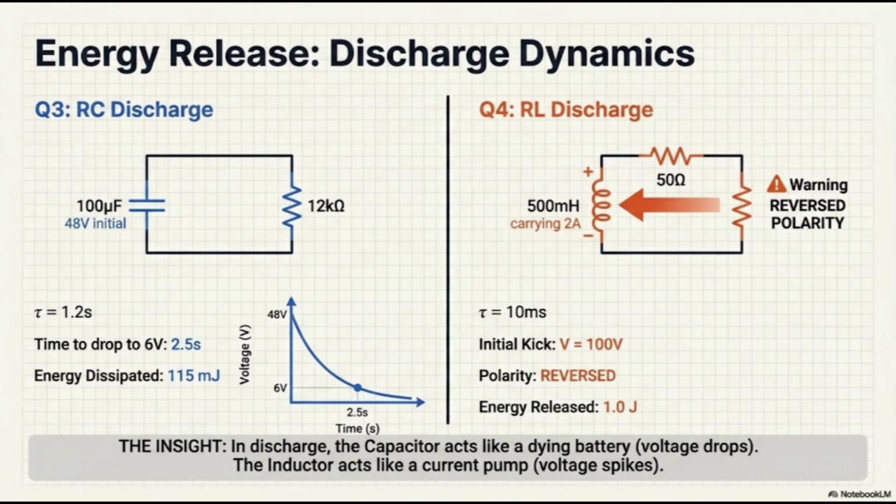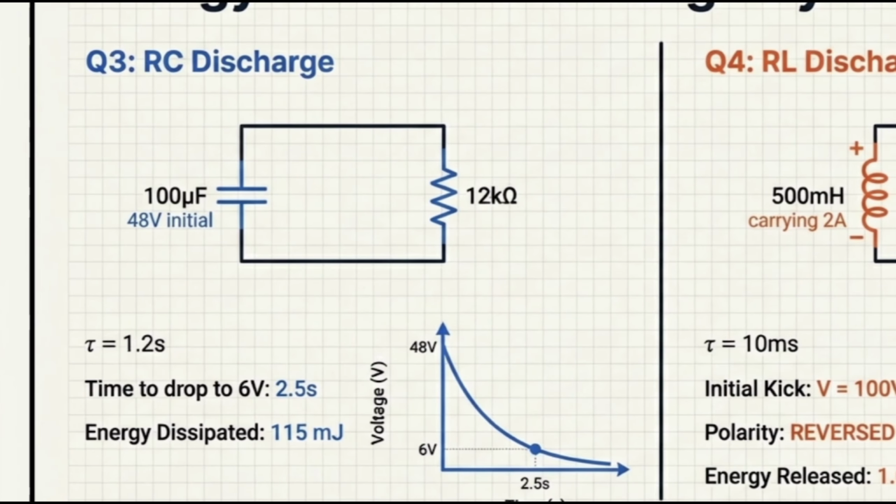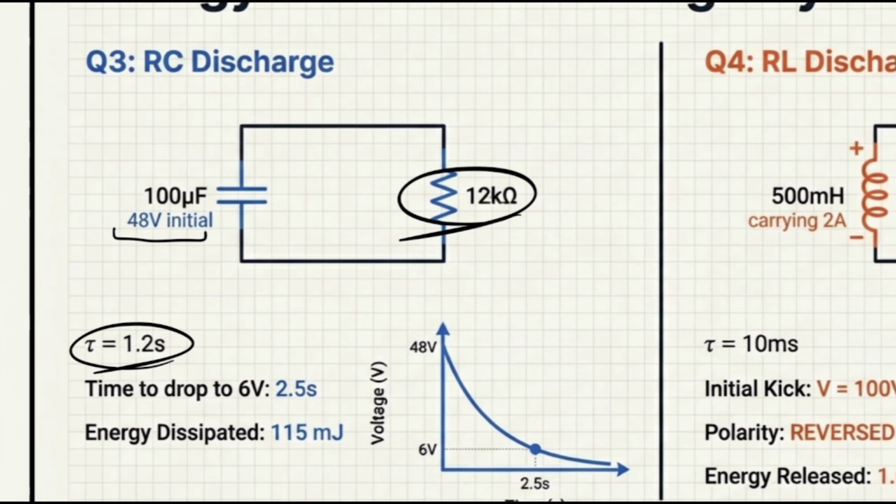Let's go for the second question, or the second section. This is about discharging. Imagine that your capacitor is fully charged to 48 volts. Then you connect it to a 12K resistor. We would like to see how long it takes for the capacitor to get fully discharged. The tau again is R times C, 1.2 seconds.